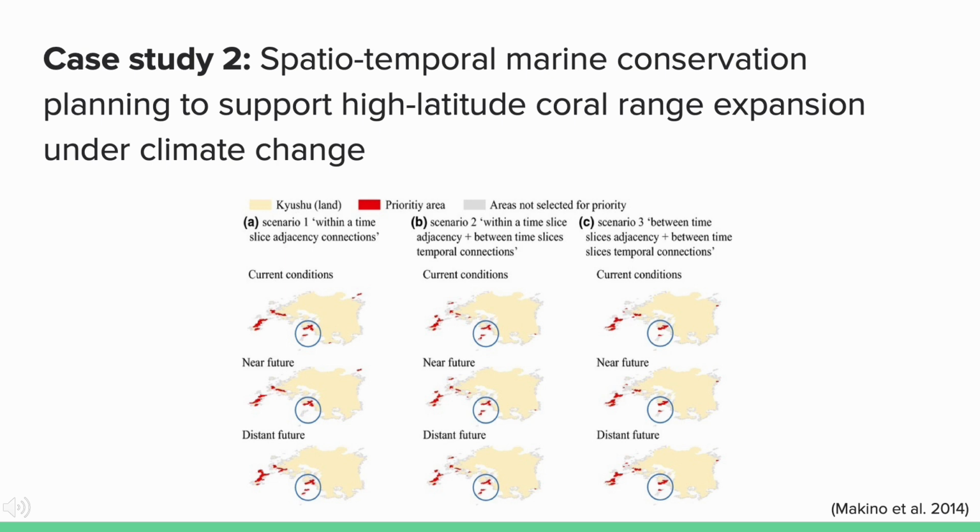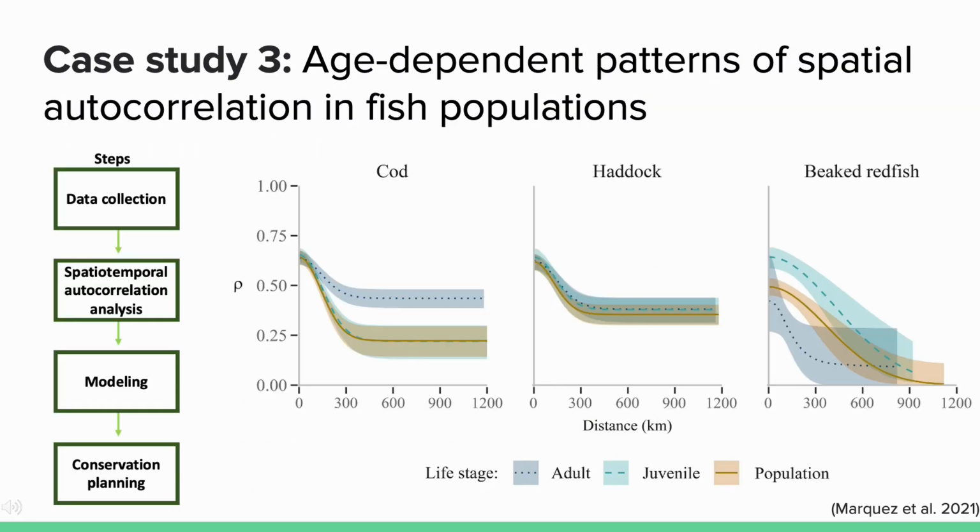dynamics into conservation planning. In case study 3, researchers employed spatio-temporal autocorrelation analysis techniques to investigate the age-dependent patterns of fish population. By using Moran's index and Geary's index, they explored how ecological variables are related to each other in space and time. Spatial and temporal autocorrelation is present when the values of a variable at one location in time are highly correlated with the values of that variable at nearby locations and times.